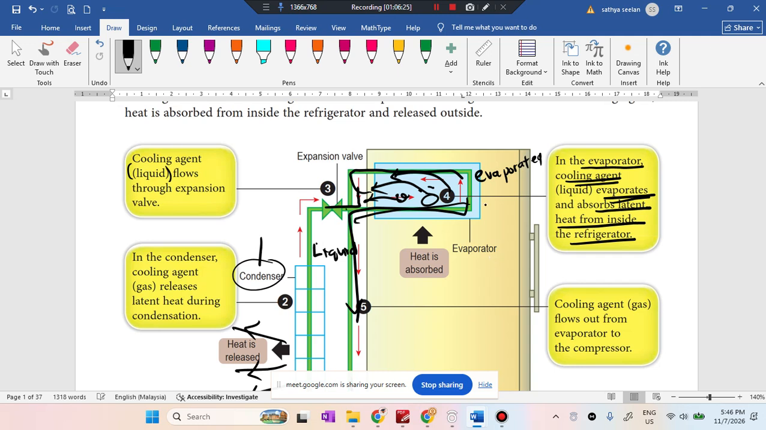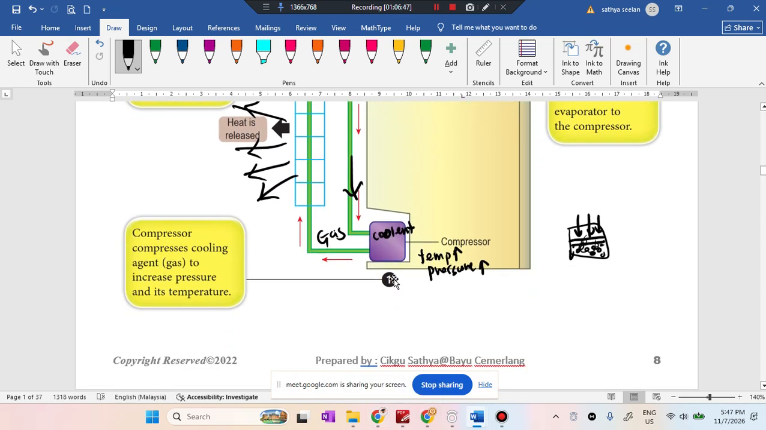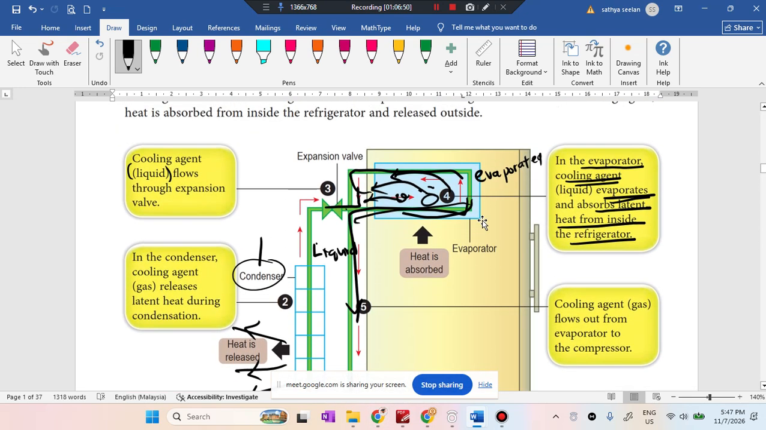Okay, here the liquid will enter. The liquid will evaporate, but while evaporating, it is like our sweat. It absorbs all the heat, right? Now it is like boiling. It absorbs all the heat and goes back to 5. It flows back to the compressor. That's it. It is here that the food is cooled, at the evaporator.